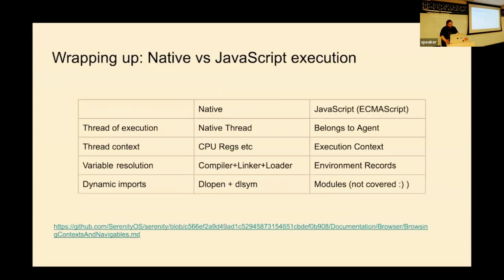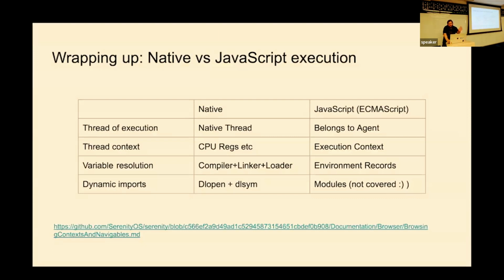So what does that actually mean? Well, it means your thread of execution in a native process is going to be a thread. In JavaScript, it's going to belong to this agent. Your thread context in a native thread is going to be your CPU registers and your stack pointer or whatever else. But in JavaScript, they have this actual execution context model. Variable resolution happens through these environment records instead of through the compiler, and dynamic imports happen through modules, which isn't covered.